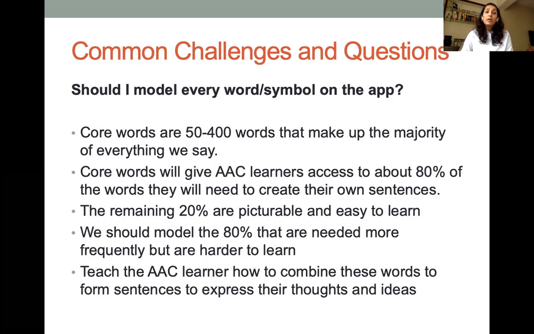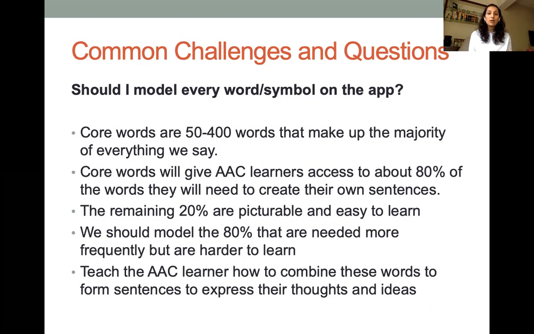Okay, should you model every word and symbol on the app? No, okay? There is something called core words, and these are about 50 to 400 words that make up the majority of everything that we say. Using core words, AAC users are able to get about 80% of the words they need to make their sentences, okay? The remaining 20% are pretty easily picturable. So we need to model only the 80, the 20 they will learn on their own.